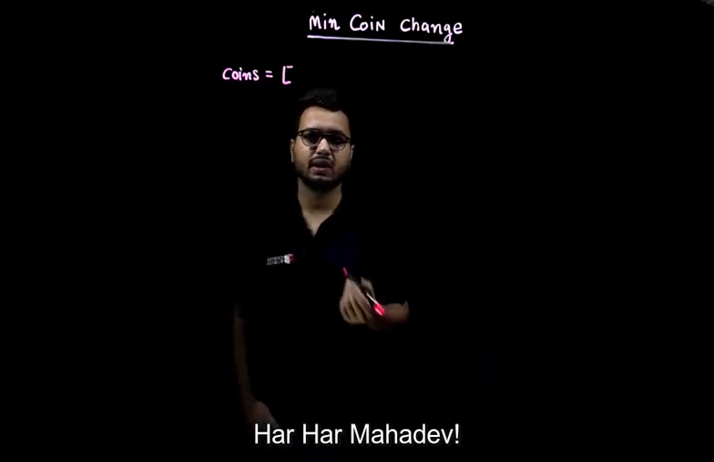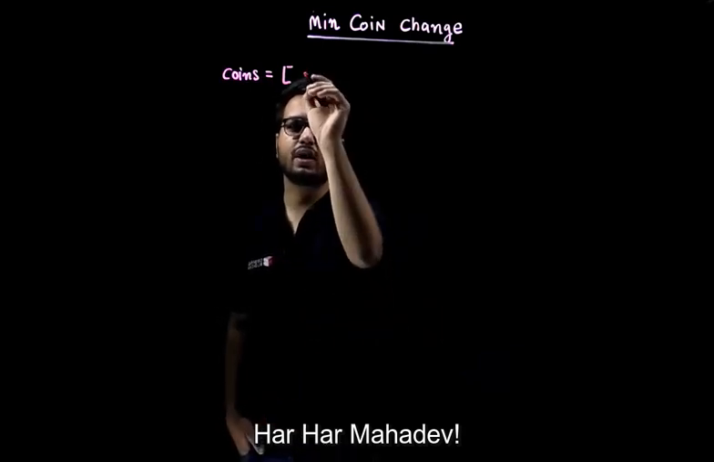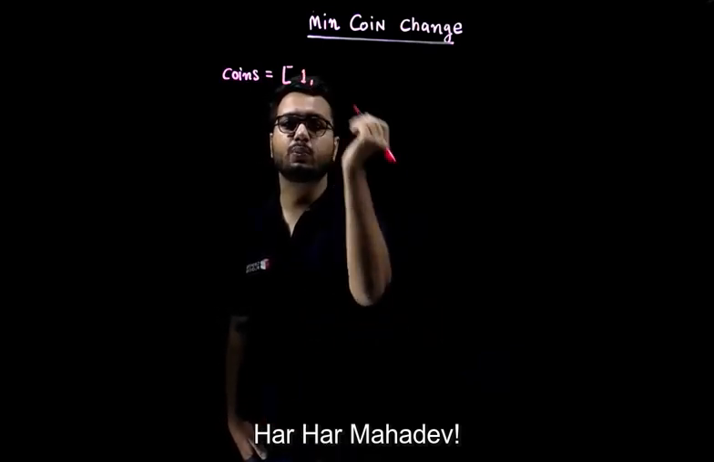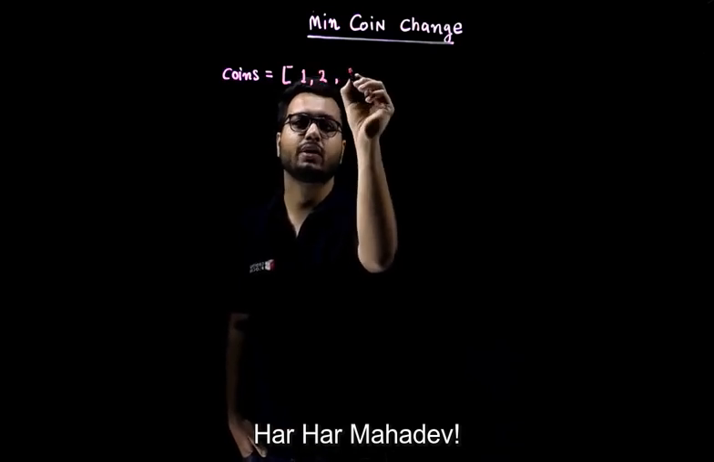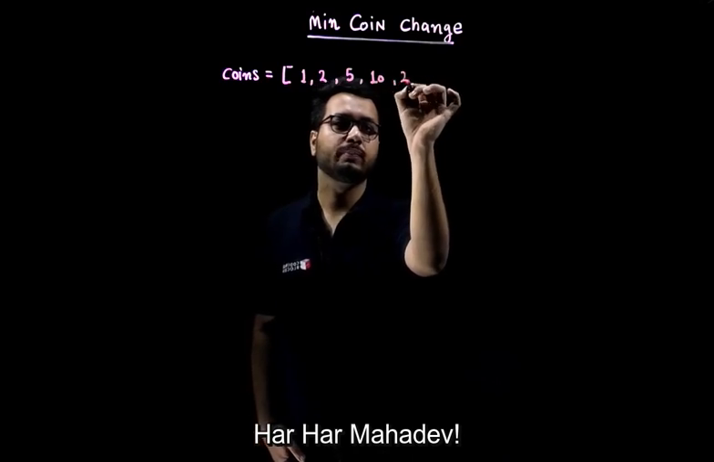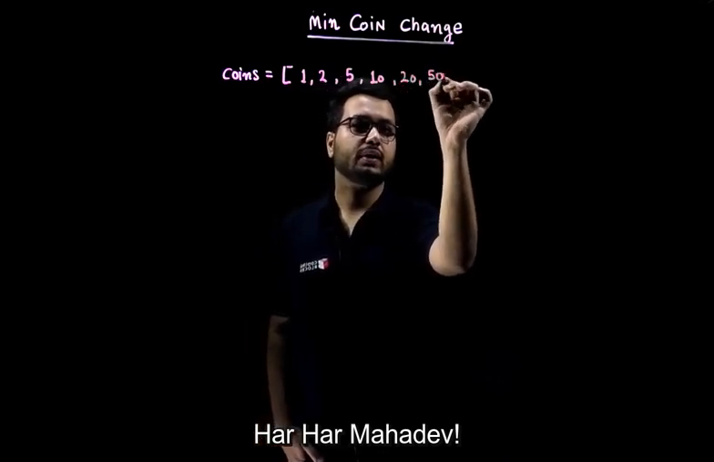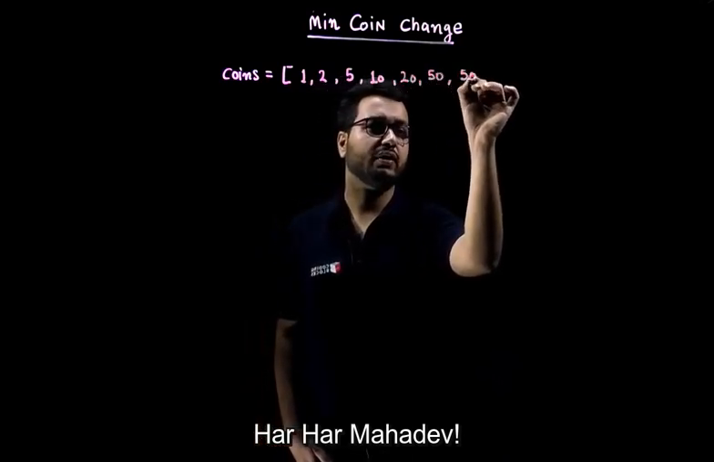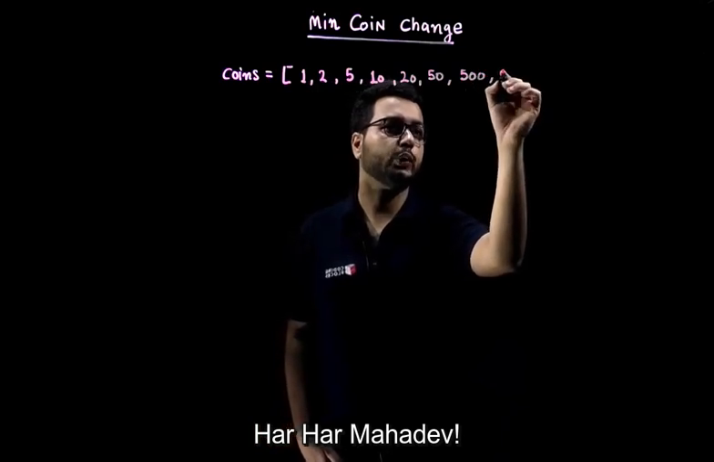Let's talk about Indian currency, right? So in Indian currency you have different types of coins. You have a 1 rupee coin, you have a 2 rupee coin, a 5 rupee coin, even a 10 rupee, 20 rupee, 50 rupee, and you have 500 rupee, and you have 2000 rupee, right?